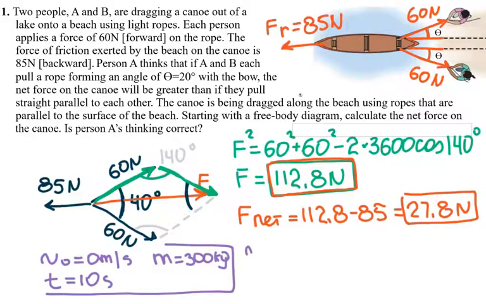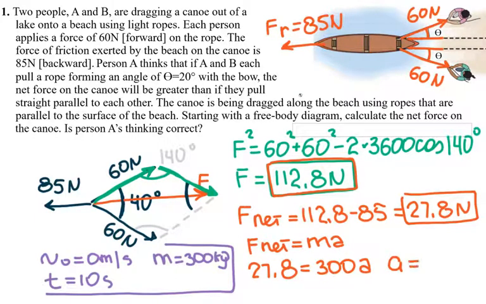At first I'm going to figure out the acceleration. I know that the net force is equal to mass times acceleration, Newton's second law. The net force that I calculated is 27.8, the mass is 300 kilograms, and I can find the acceleration of this canoe. So the acceleration of the canoe is equal to 0.093 meters per second squared. So I got my acceleration.